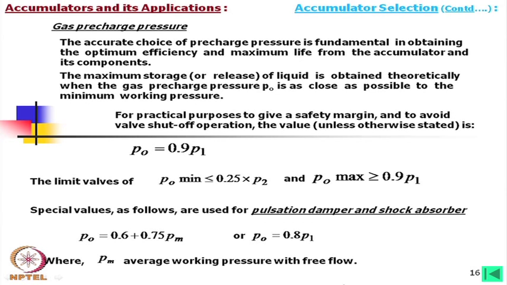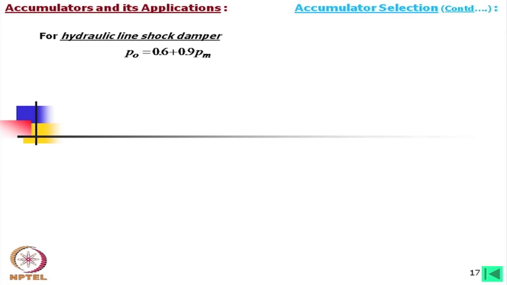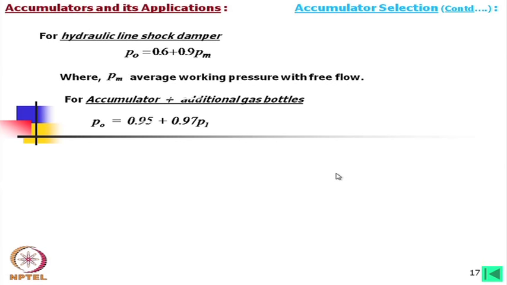Where Pm is the average working pressure with free flow. Okay. Now, this free flow means that there is no restriction over the flow from the accumulator. For hydraulic line shock damper, it is again taken P0 is equal to 0.6 plus 0.9 Pm. Again, it is unit sensitive, so we have to look into this. Where Pm is the average working pressure with free flow, the same, but these two relations are different for two applications.